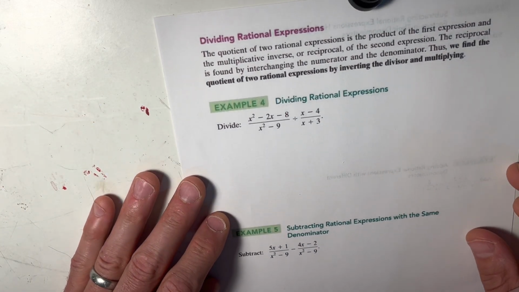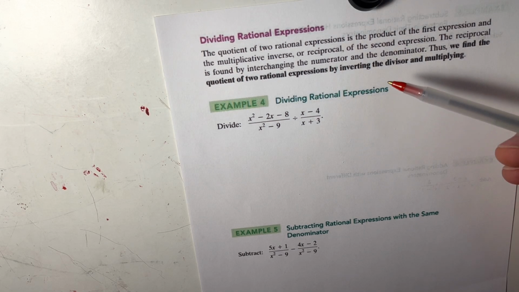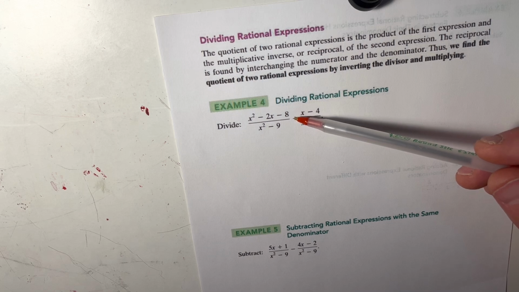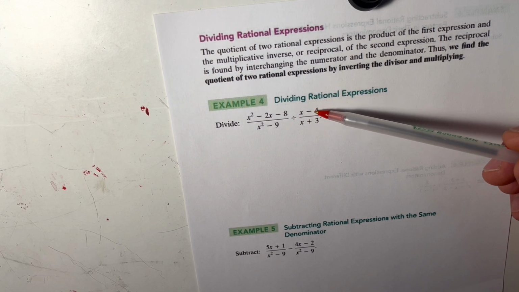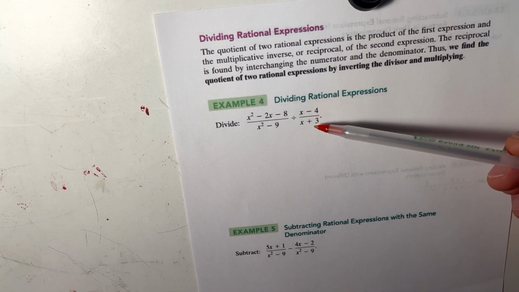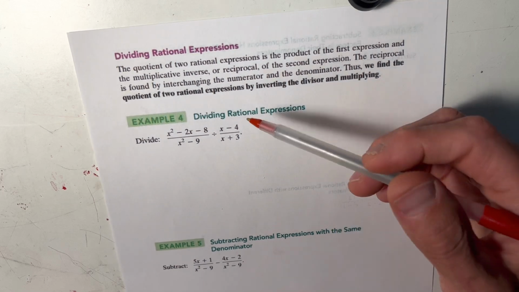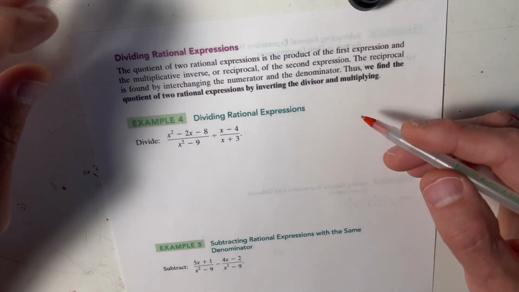Okay, dividing rational expressions. Now this is a little bit different, but it's also pretty similar because when we divide, we're going to take this, turn it into a multiplication, and flip this. The word I mentioned earlier was reciprocate. Reciprocate the fraction over here on the side. Okay, so let's go ahead and rewrite it.